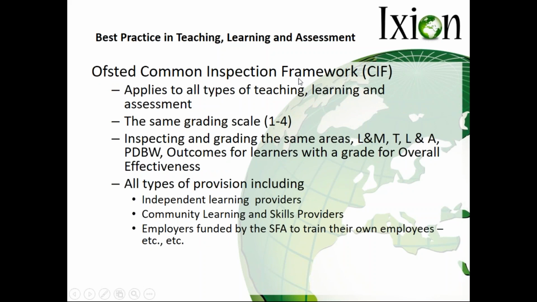So the Ofsted Common Inspection Framework is the framework which sets out how Ofsted inspects all types of learning provision. So whether you're delivering apprenticeships, traineeships, short adult learning courses, etc., the same grading scale applies, and that's grade 1 to 4, 1 being outstanding, 2 being good, 3 being requires improvement, and 4 being inadequate. And I'm sure that you're all aware of that grading scale.